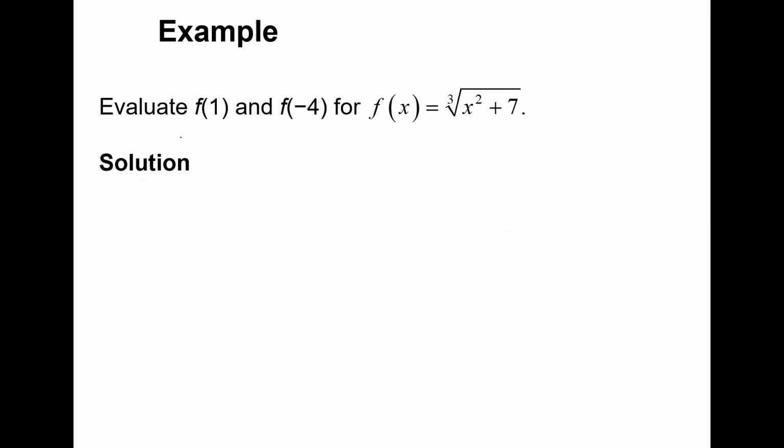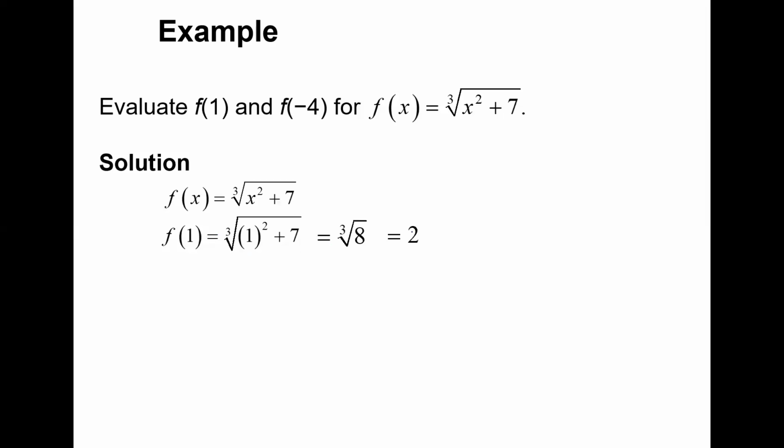All right, so now we're going to plug in f of 1 and f of negative 4 into this one. So plugging in 1, we get 1 squared is 1, plus 7 is 8, cube root of 8, well, that's going to be 2 because 2 cubed is 8, and so our answer is 2.